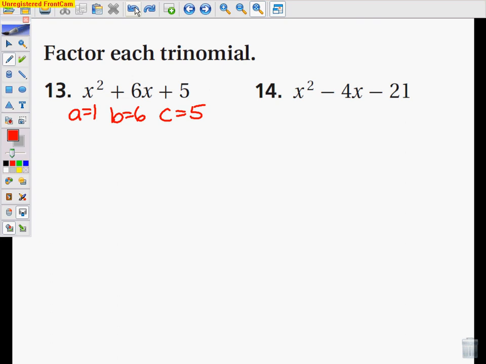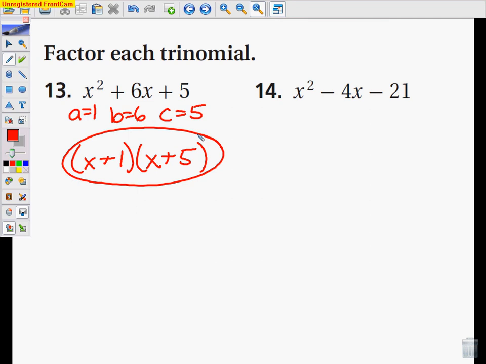Okay? Numbers that multiply together to give you c, here they're 5. The numbers that multiply to 5 are 1 and 5. And they happen to also add together to give you 6. Okay? So this factors out to be x plus 1 times x plus 5. And this is your answer.